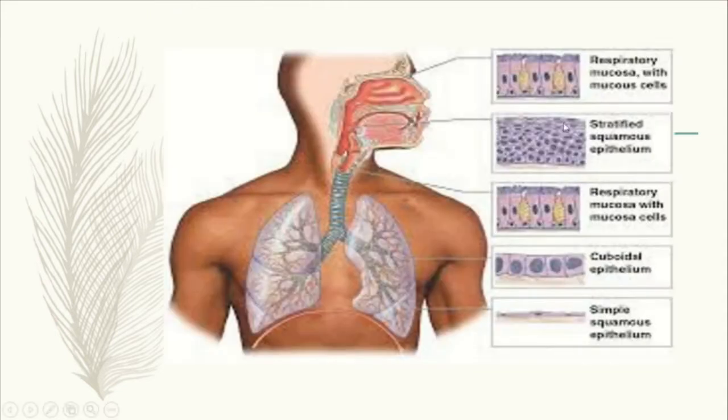So here in the second diagram, it shows the different mucosa or epithelia composing your respiratory system. Here in your nasal area, you have respiratory mucosa with mucosal glands. In the pharynx or larynx area, it is made of stratified squamous epithelium. And then in your trachea, you have respiratory mucosa cells. Your bronchi here is made up of cuboidal epithelium, and your alveoli is made up of simple squamous epithelium. So these are the different epithelial linings.